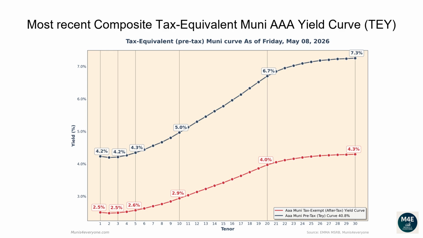The two-year tax-equivalent yield is 4.19%. The 5-year tax-equivalent yield is 4.34%. The 10-year tax-equivalent yield is 4.96%. The 20-year tax-equivalent yield is 6.7%. The 30-year tax-equivalent yield is 7.25%.